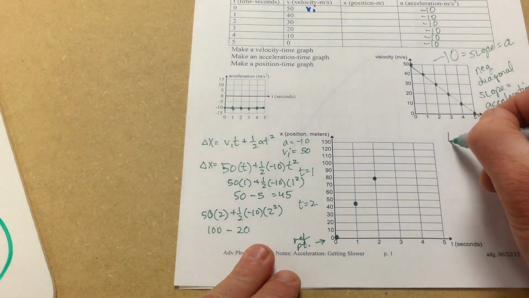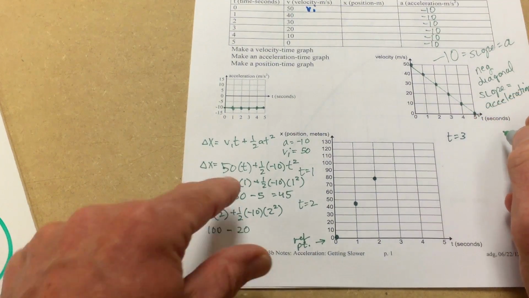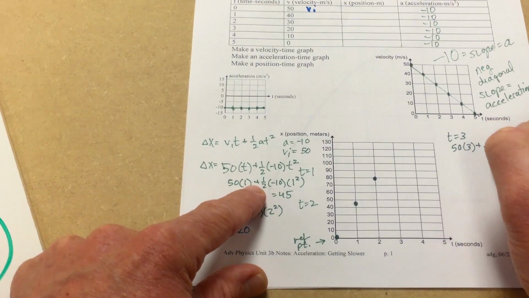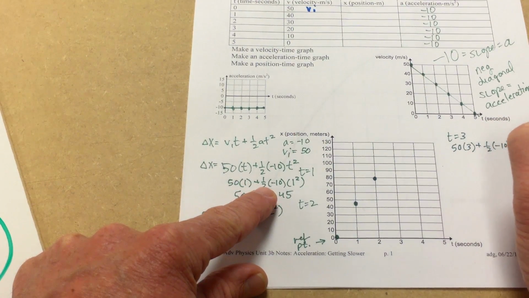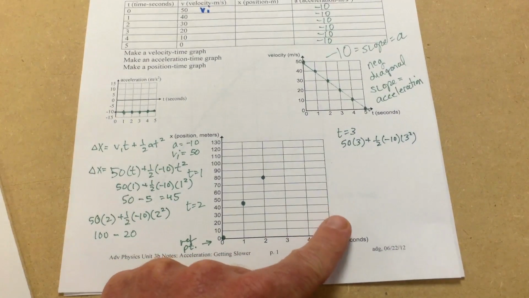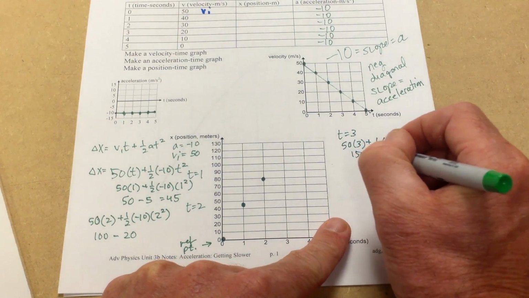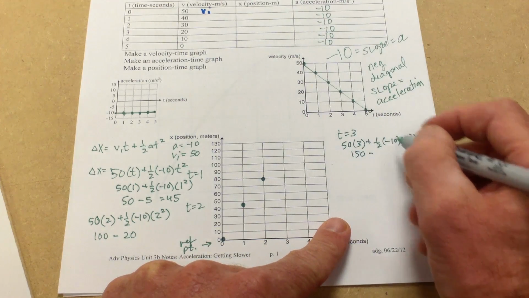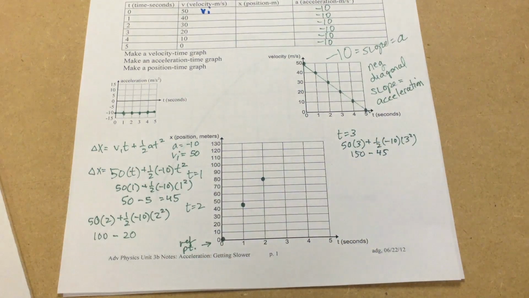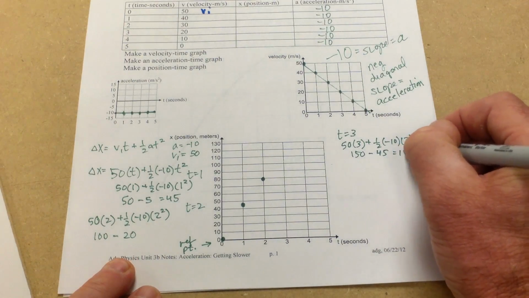We can do this for t equals 3. That's 50 times 3 plus 1/2 times negative 10 times 3 squared. Don't forget to square things. So that's going to be 150 minus 45, which is a total of 105.